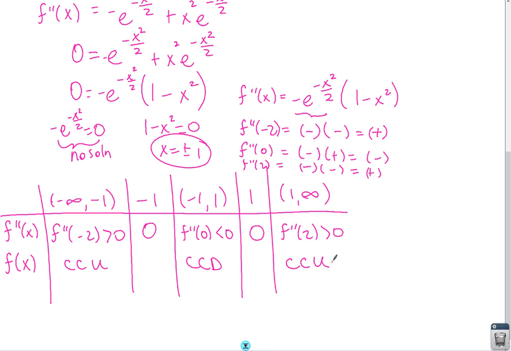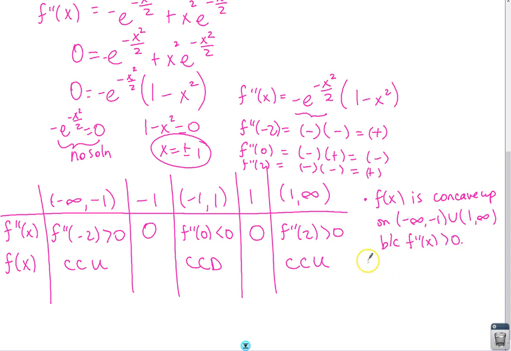So then the intervals of where it's concave up: f of x is concave up on negative infinity to negative 1 and 1 to infinity because f double prime of x is positive. F of x is concave down on negative 1 to 1 because f double prime of x is less than 0. Perfection. So we wanted to know where the function was concave up and concave down. I had a couple of math mistakes on my end. It happens sometimes. Don't worry. But I hope that makes sense on how to determine concavity.